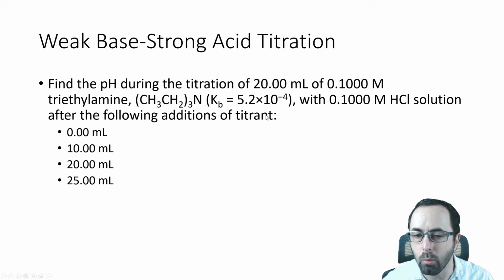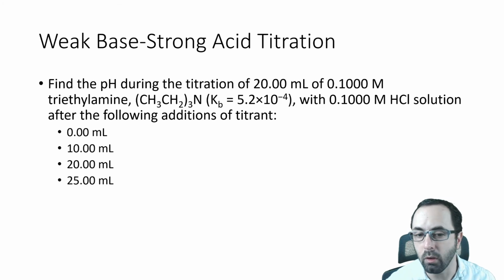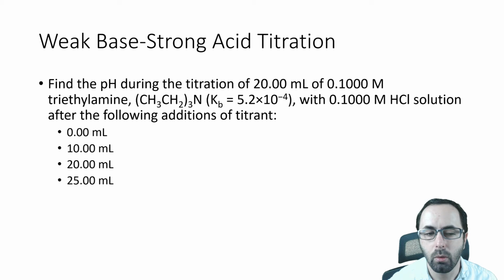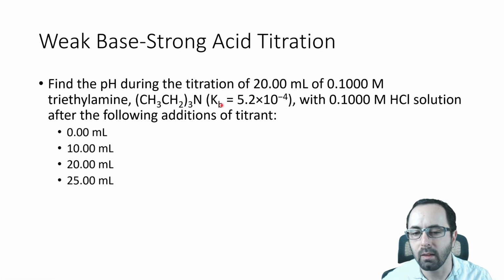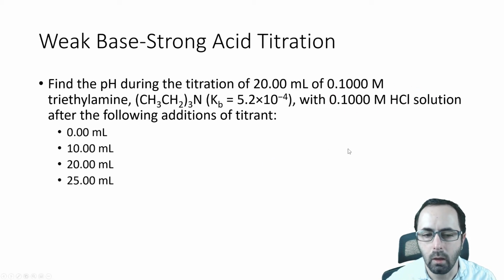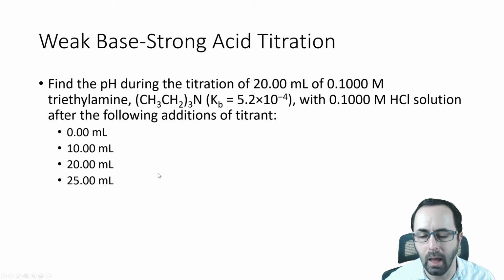So here's the problem that I'm going to do, and it's the same problem as you're going to have in the homework. I do have a few other volumes that you'll calculate, and I also have you graph the results so you can see how it results in a titration curve. So the problem reads, find the pH during a titration of 20 milliliters of 0.1 molar triethylamine, which has the formula right here. It has a Kb of 5.2 times 10 to the minus 4, and it's being titrated with 0.1 molar HCl, and we have the following amounts of titrant that have been added.